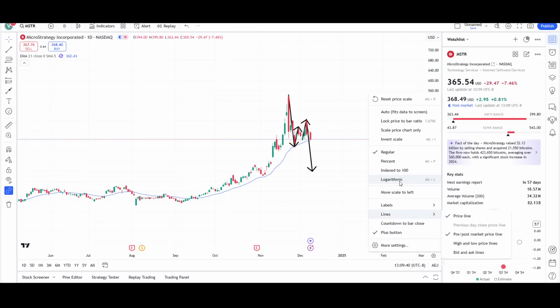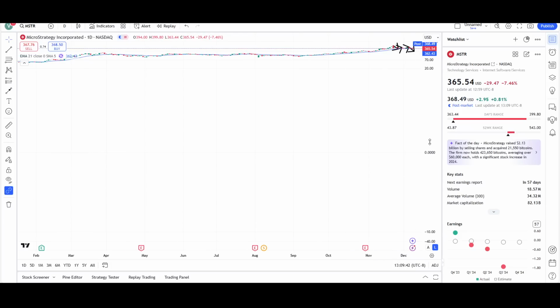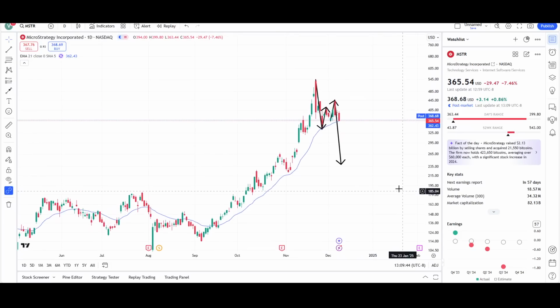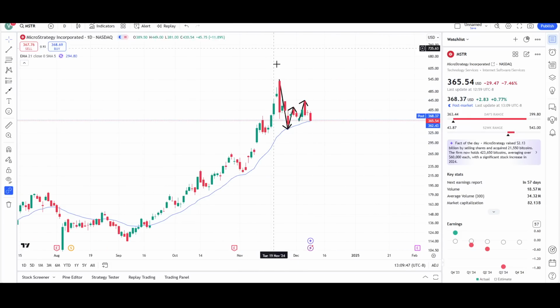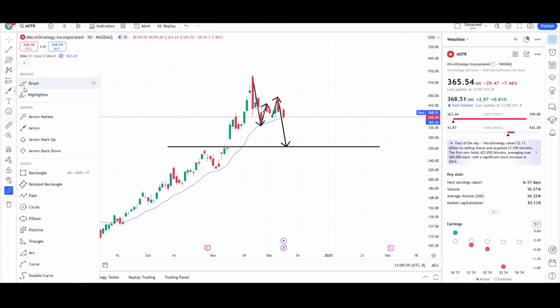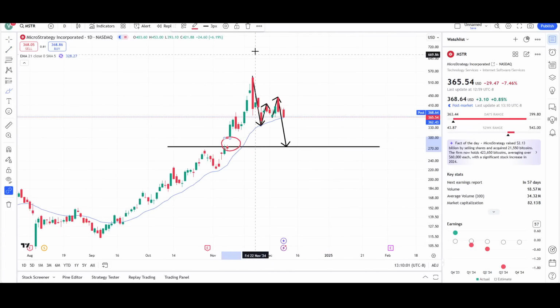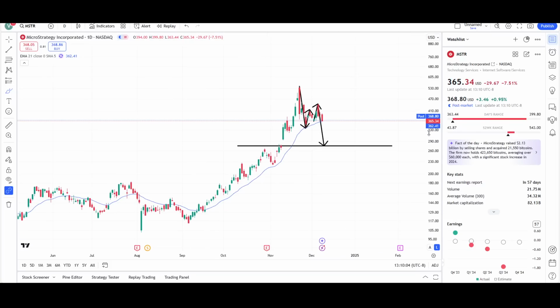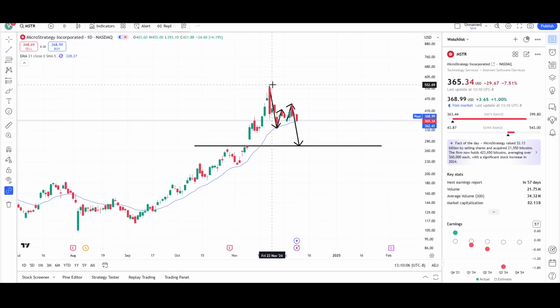Let me go back to the log scale. Looking at it on the log scale, let me remove this and clone this arrow. This is at the 272 level. So again, looking for the mid to high $200 level. That's also where this gap fill is currently at for this pullback to come to an end. And we'll see if it can come to an end at that level or maybe even sooner.